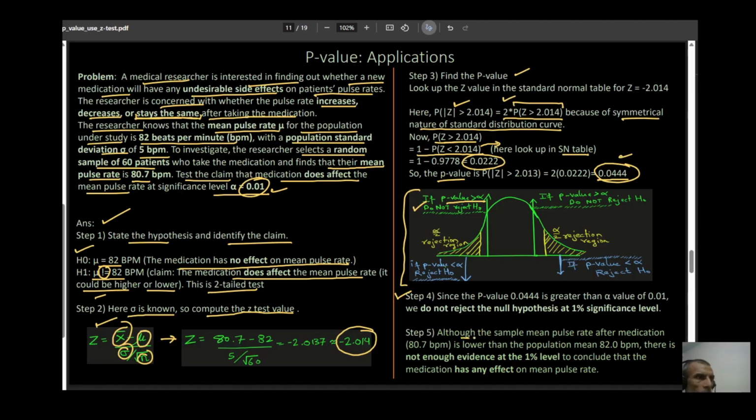Okay, so although the sample mean pulse rate after the medication, 80.7, is lower than the population mean, there is not enough evidence at the 1% level to conclude that the medication has any effect on the mean pulse rate. That's your summary.